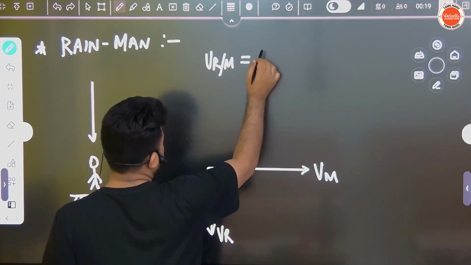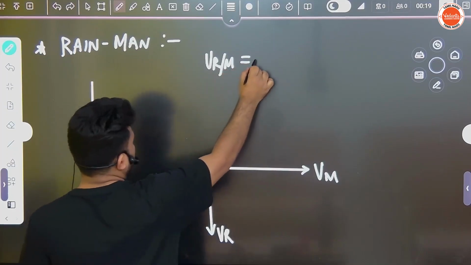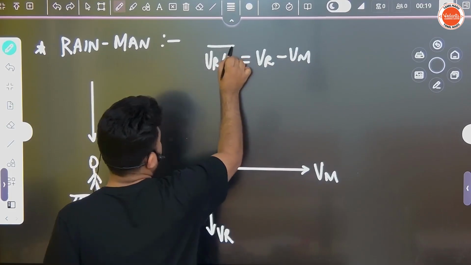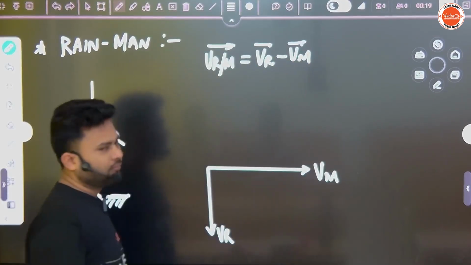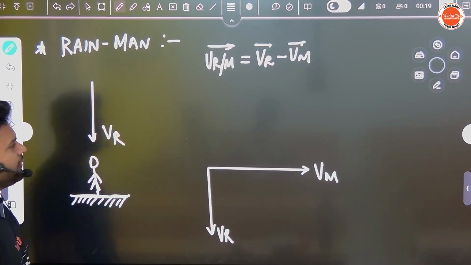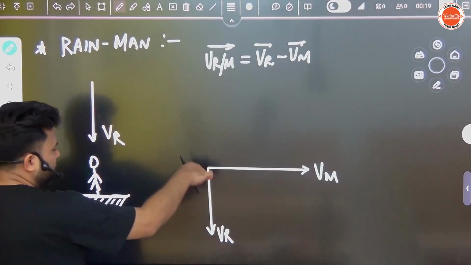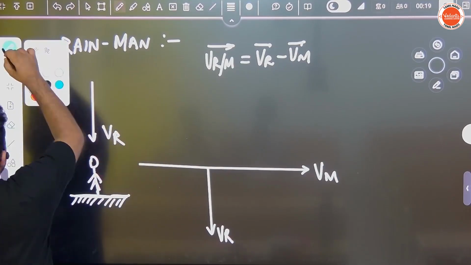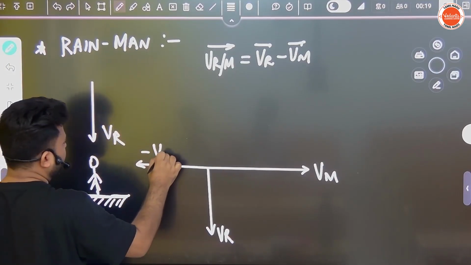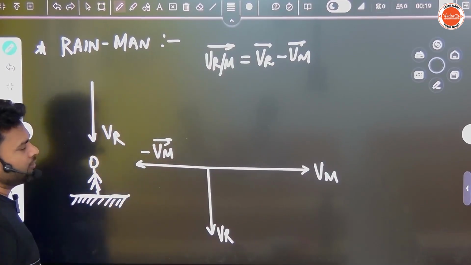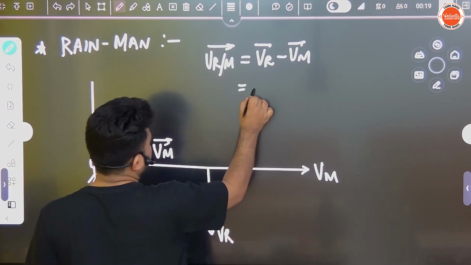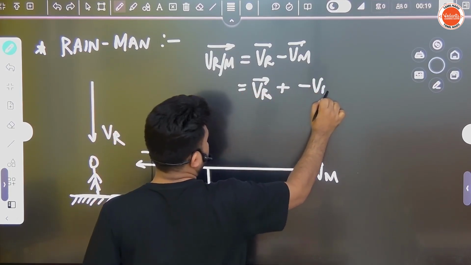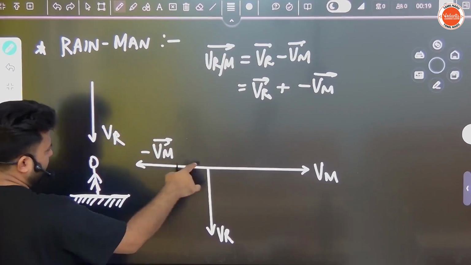Acha, we know that in 1D motion I have told, velocity of A with respect to B means velocity of A minus velocity of B. So velocity of rain with respect to man means velocity of rain minus velocity of man. Means basically you have to add these two vectors: VR vector plus minus VM vector.